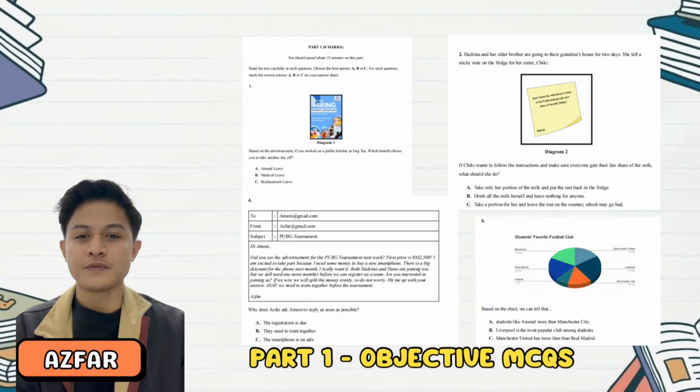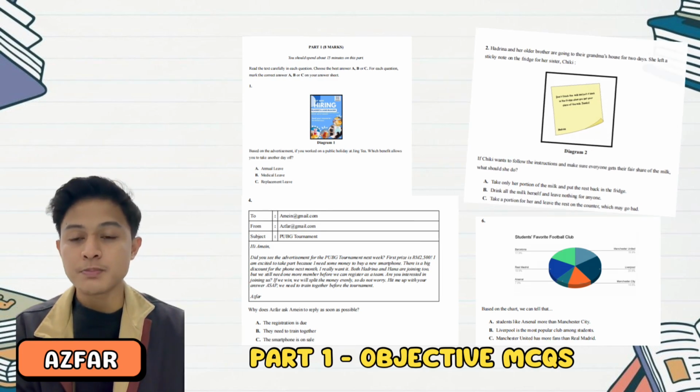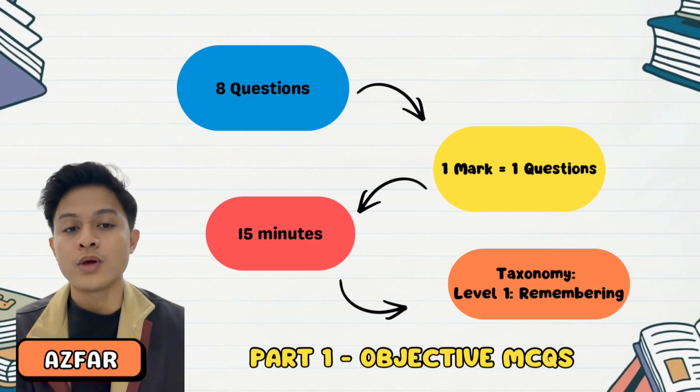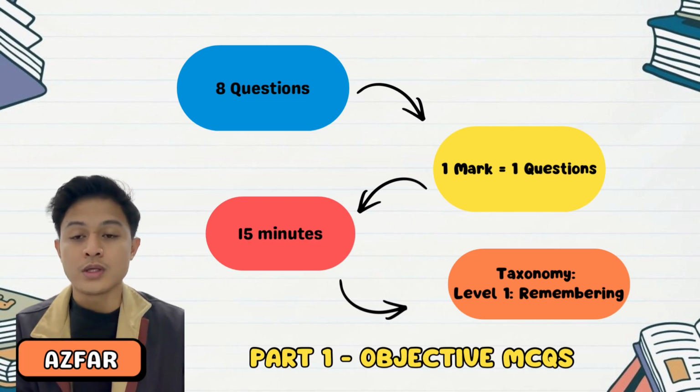So now let's dive into the first part of our questions, known as the objective questions. This part consists of 8 questions in total and follows the rule of 1 mark per 1 question. So in total, it gives the students 8 marks, and for this part, we suggest that students spend around 15 minutes to complete it.